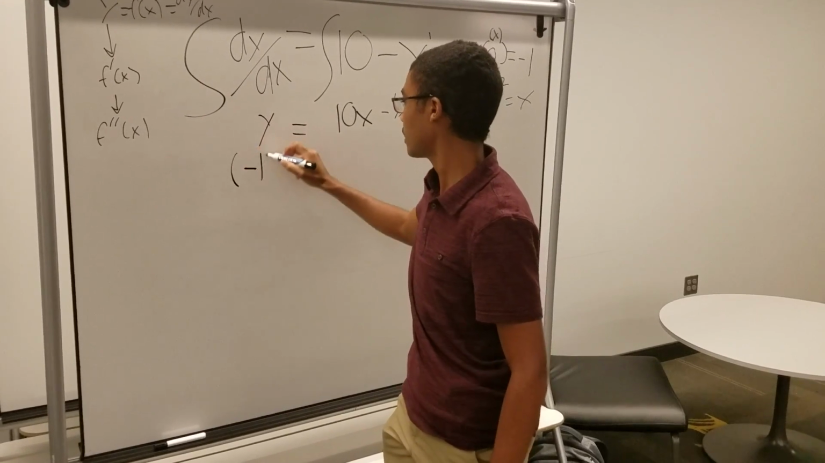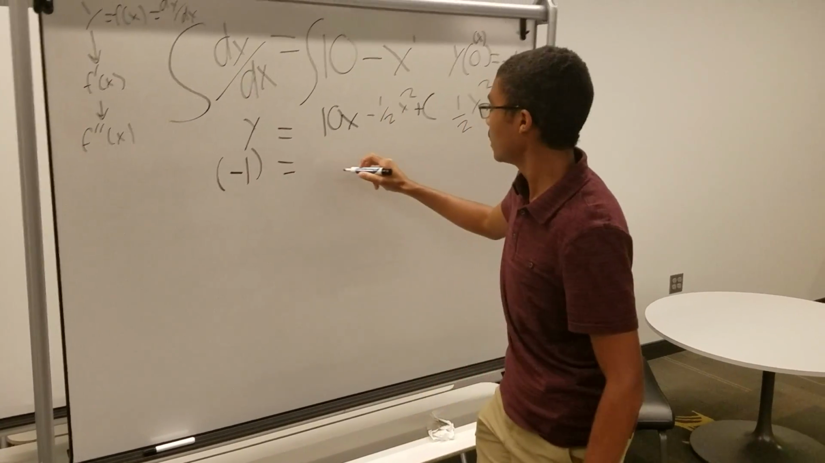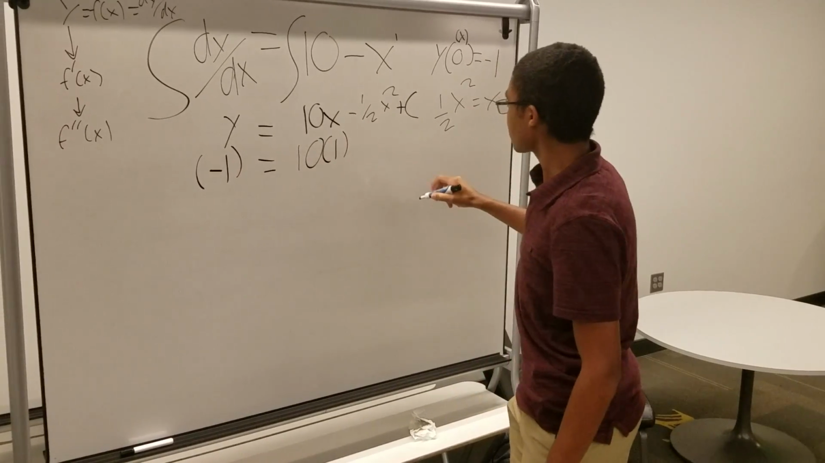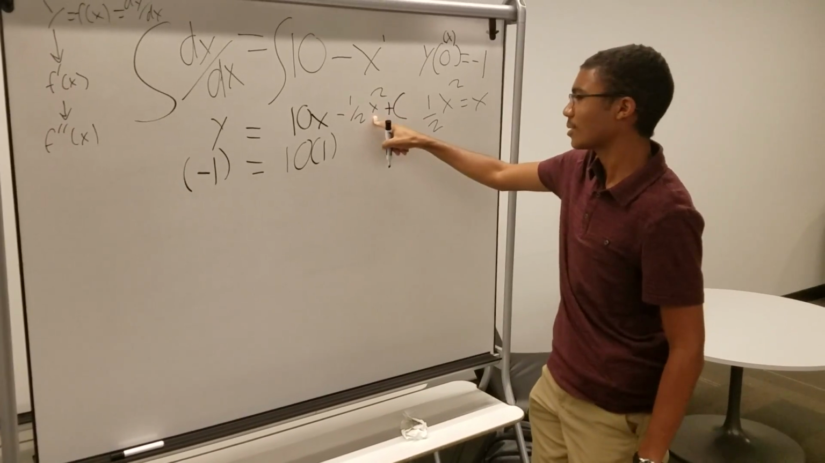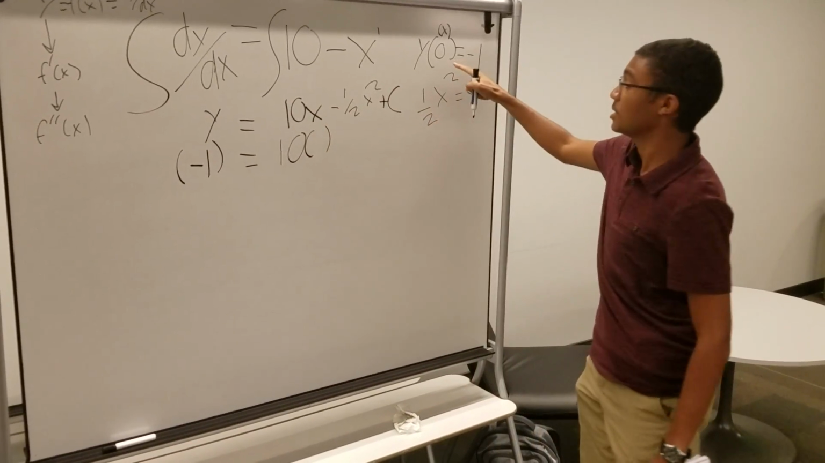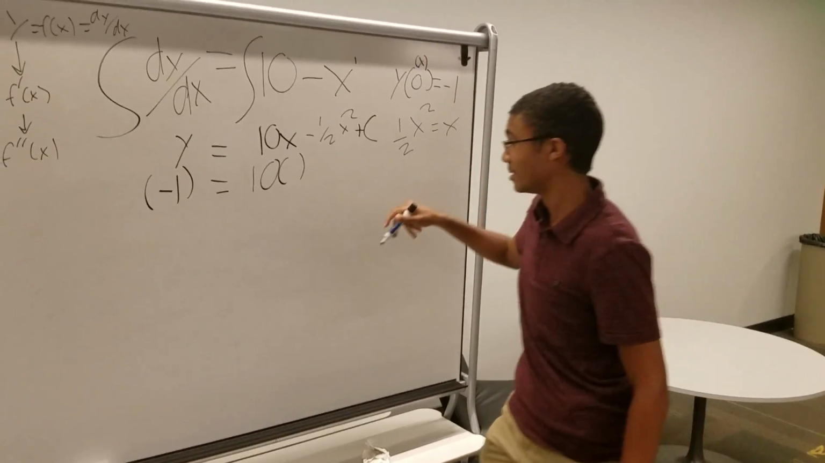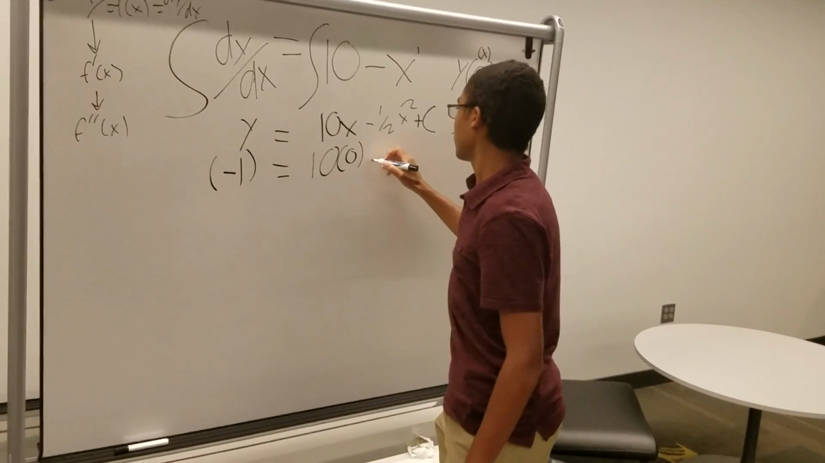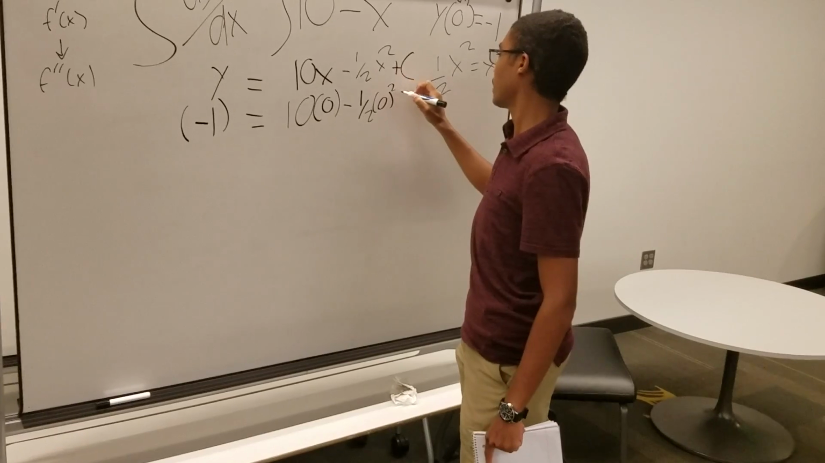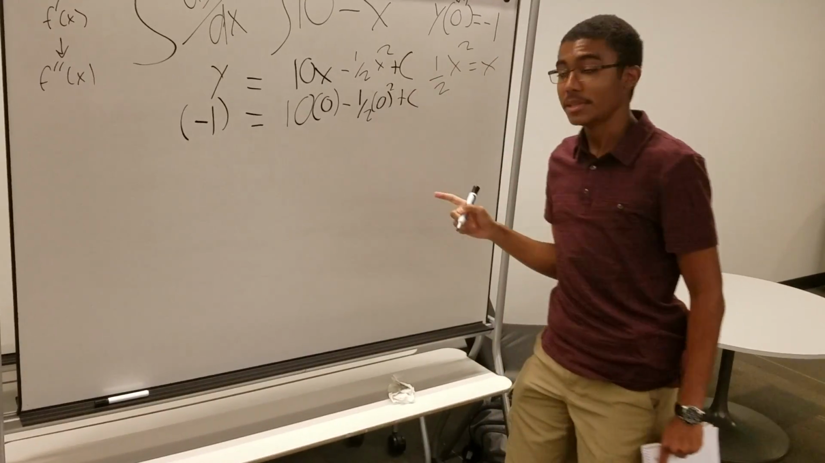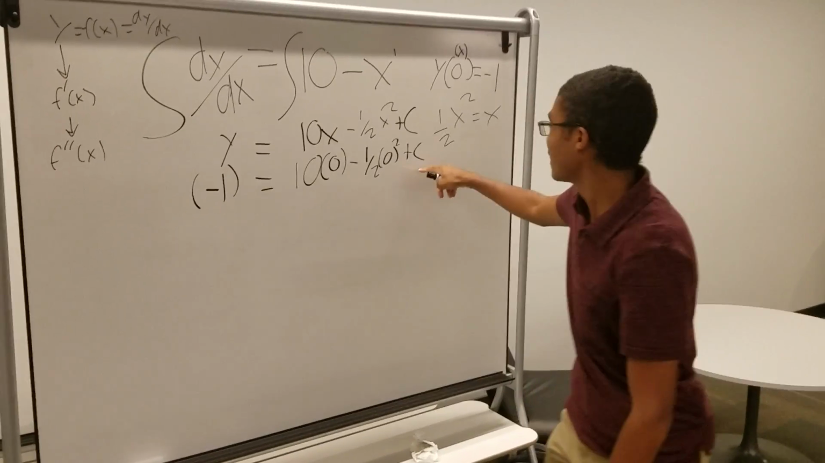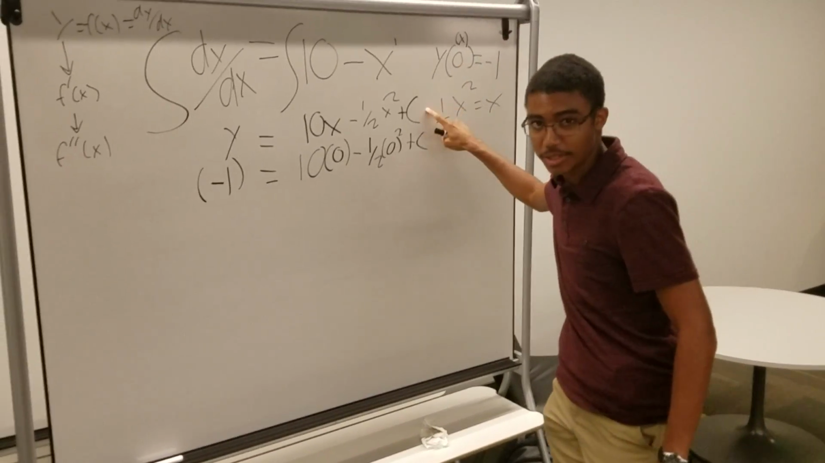And so you plug in the -1 for y. -1, right here, is equal to 10 times 0, minus 1/2 times 0 squared, plus c. Our initial x value is 0 here, so we're plugging in 0. Now what I'm going to be doing is simplifying this and solving for c so we can get that c value, and plug it back in this equation.